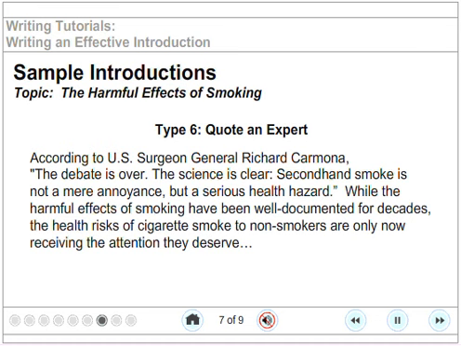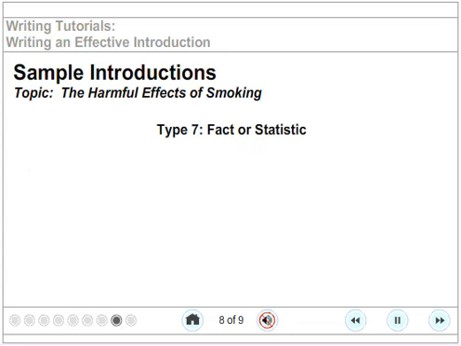While the harmful effects of smoking have been well documented for decades, the health risks of cigarette smoke to non-smokers are only now receiving the attention they deserve. A short quotation, particularly of a noted expert, can help capture the full attention of the reader. In this case, the writer quotes the federal government's chief spokesperson on public health.